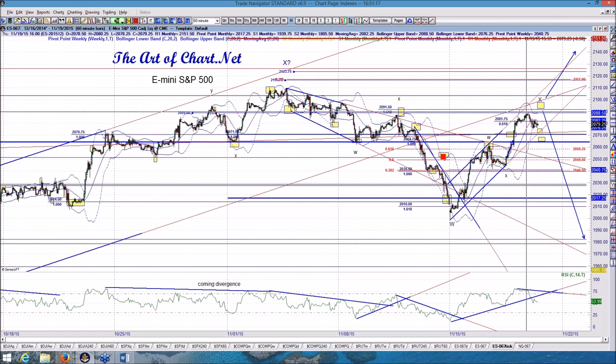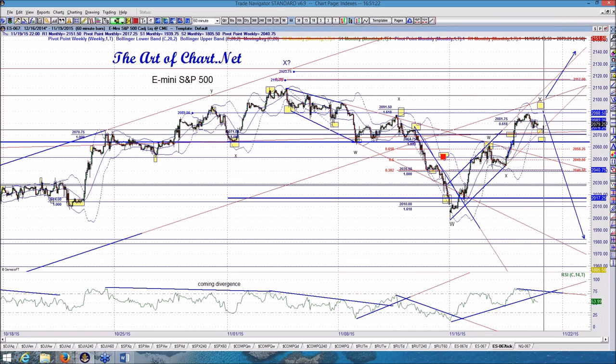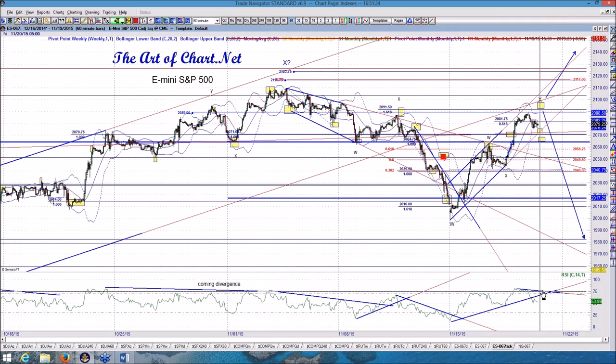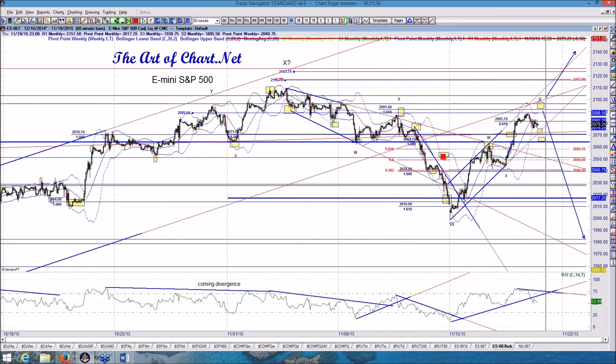This will go a bit lower tonight. It looks like we have an A, B. I'm looking for a C down into one of these areas, and then I'll look for higher prices and a divergence, and that's my short right there. That's where I'm going to be looking for my next setup.